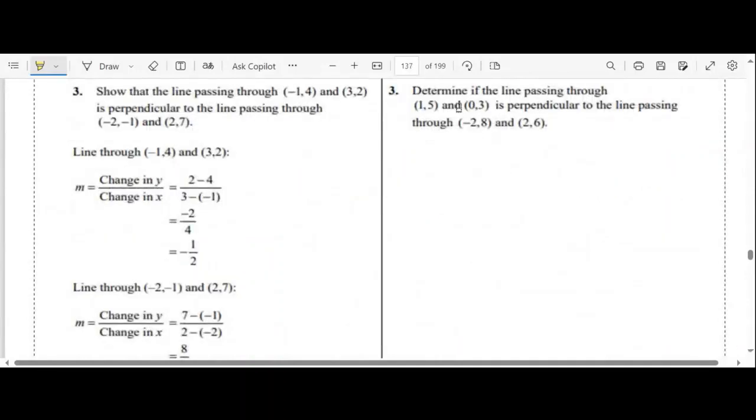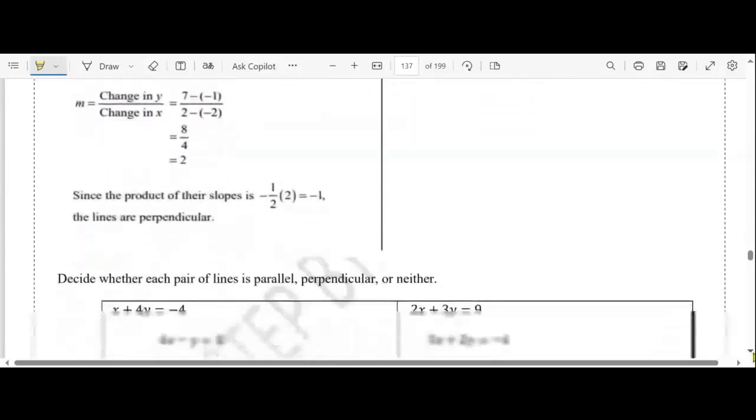Determine if the line passing through (1, 5) and (0, 3) is perpendicular to the line passing through these other points. It's the same thing, right? You need to find the slope for the first one, find the slope for the second one, and if your answers are not equal, then it's not parallel. If one is negative and flipped, then in this case it is perpendicular. Is this clear? Okay, so let's move to the next one.